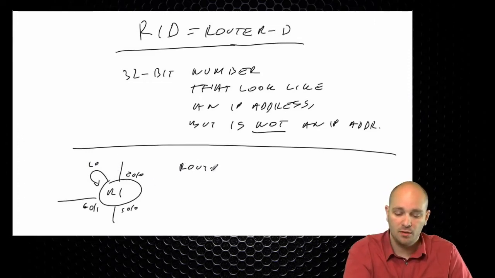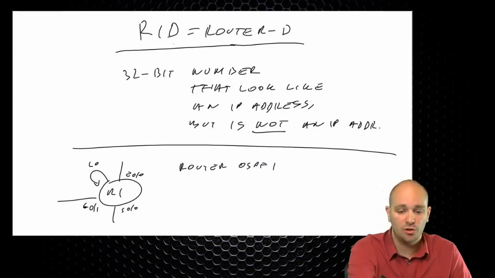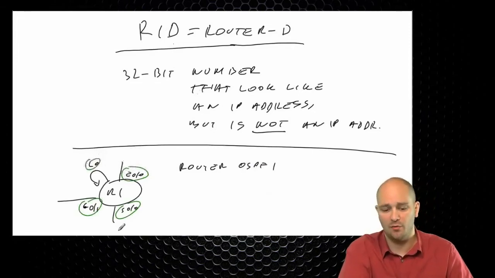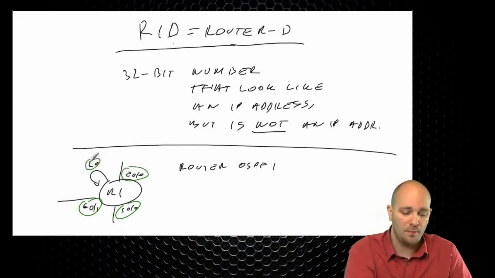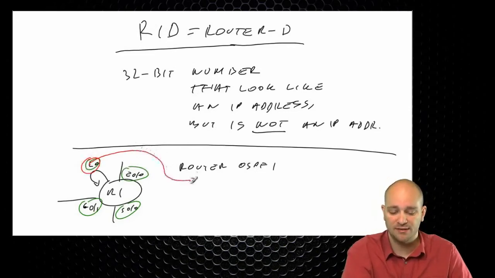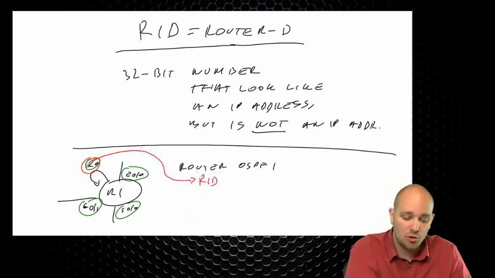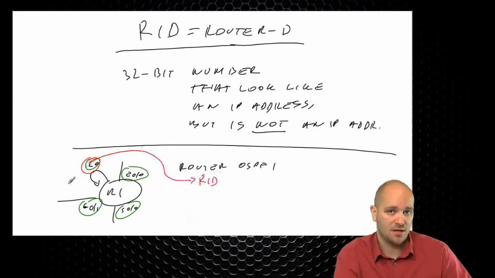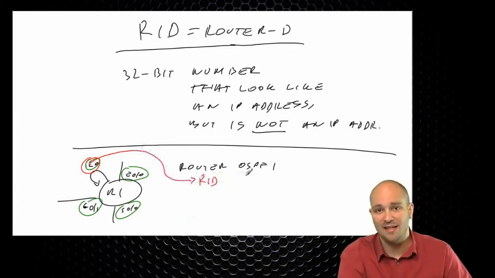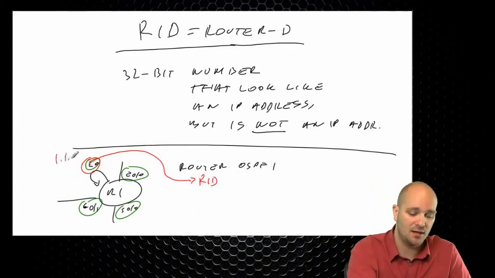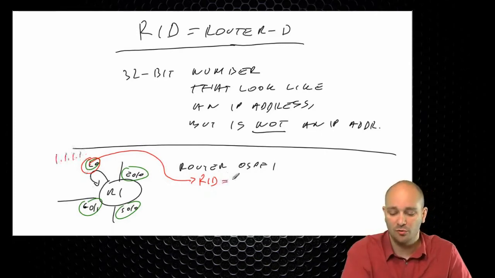Now, when we fire up the router OSPF process, what's going to happen? An IP address from one of these interfaces is going to be used to become a router ID. If you have a loopback interface, this IP address will be used to become the router ID. But it is going to be the value of the IP address that is used, because router ID is not an IP address. So let's say that we had 1.1.1.1 here. So the router ID here will become 1.1.1.1.